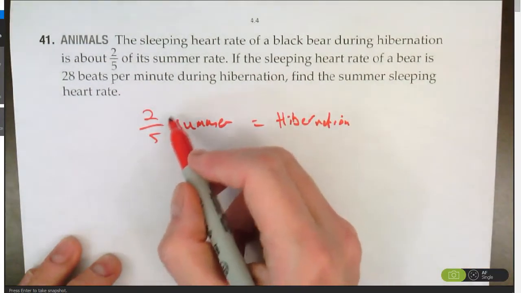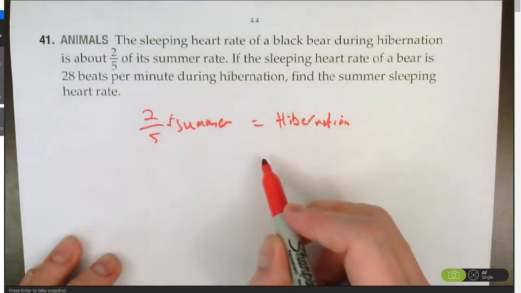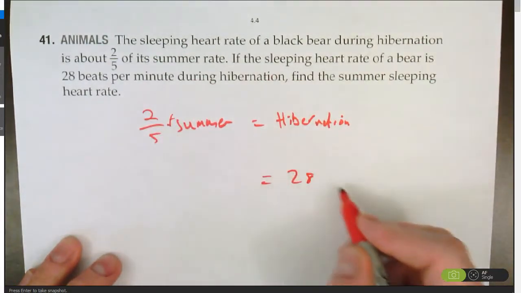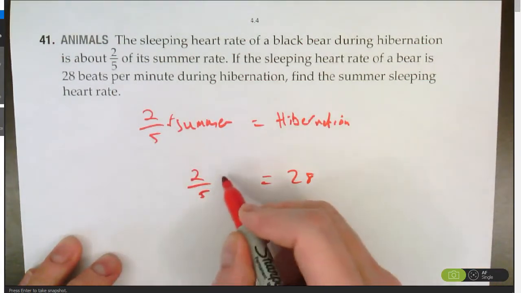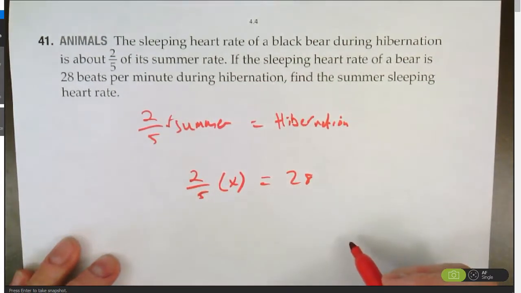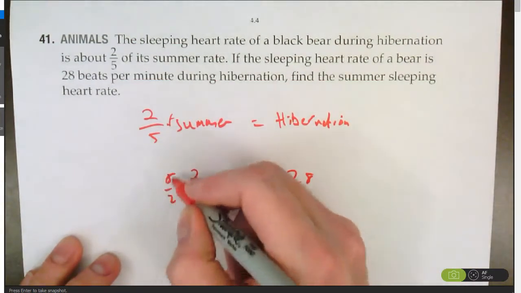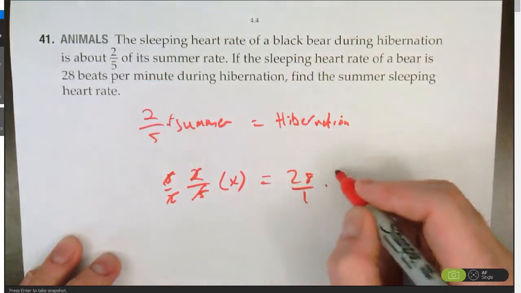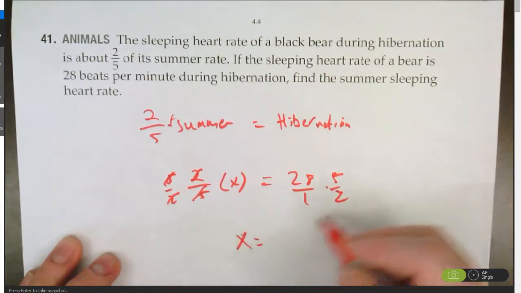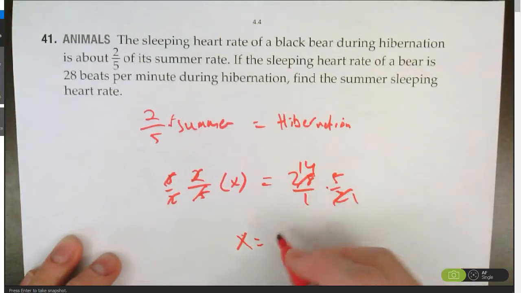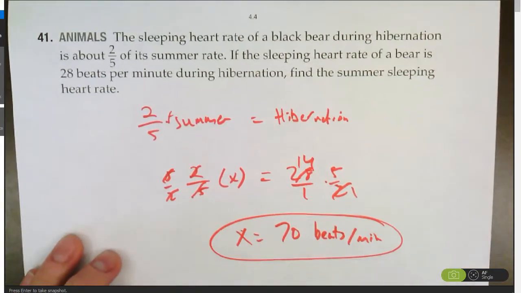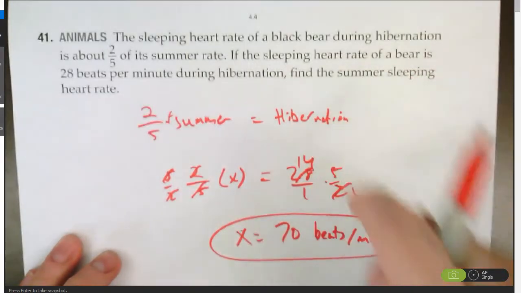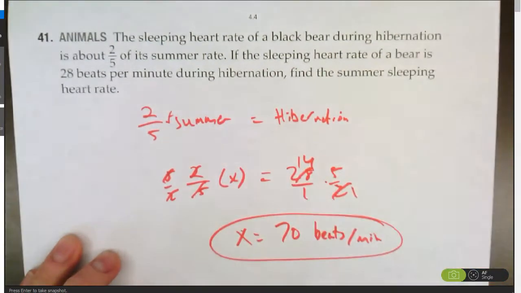So they told us that we know the hibernation, it's 28 beats per minute. I don't know the summer, so I'm going to call it 2/5 of x to get that. Now to solve for x, multiply by the reciprocal, which is 5 halves. 14 times 5 is 70 beats per minute. So in the summertime it's 70 beats per minute, hibernation is 2/5 of that, which is 28.